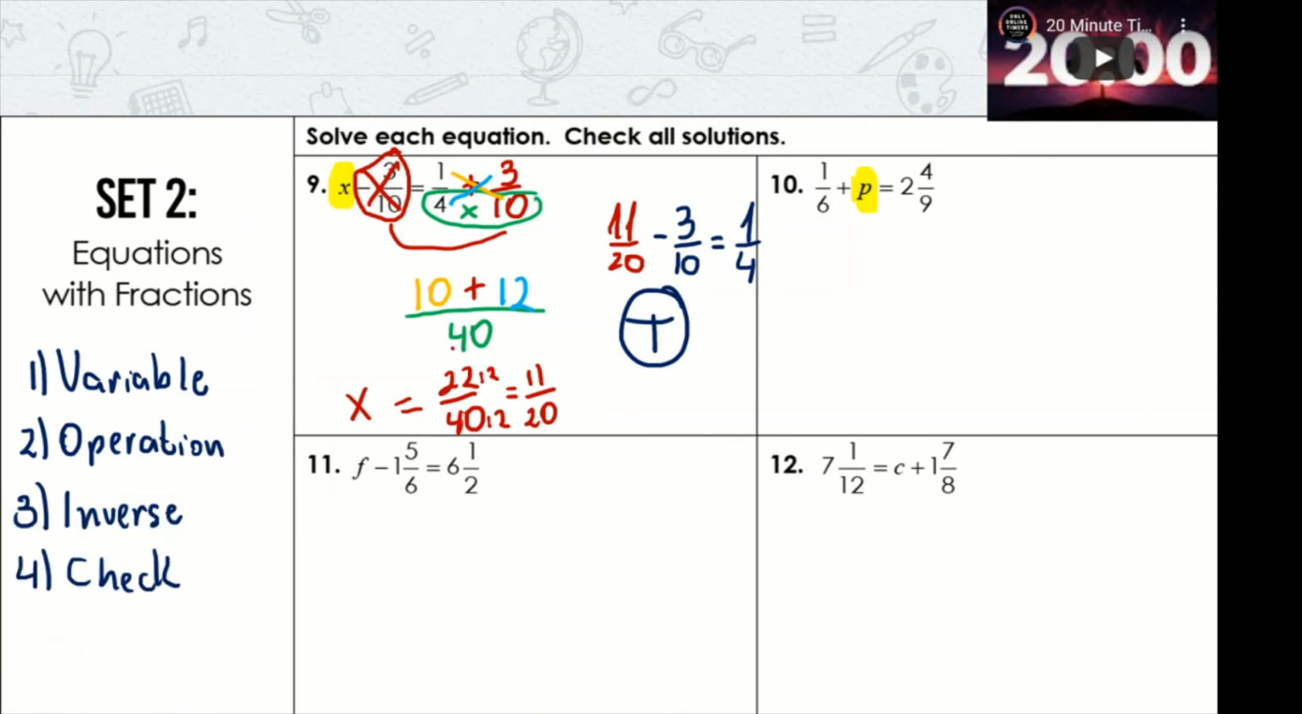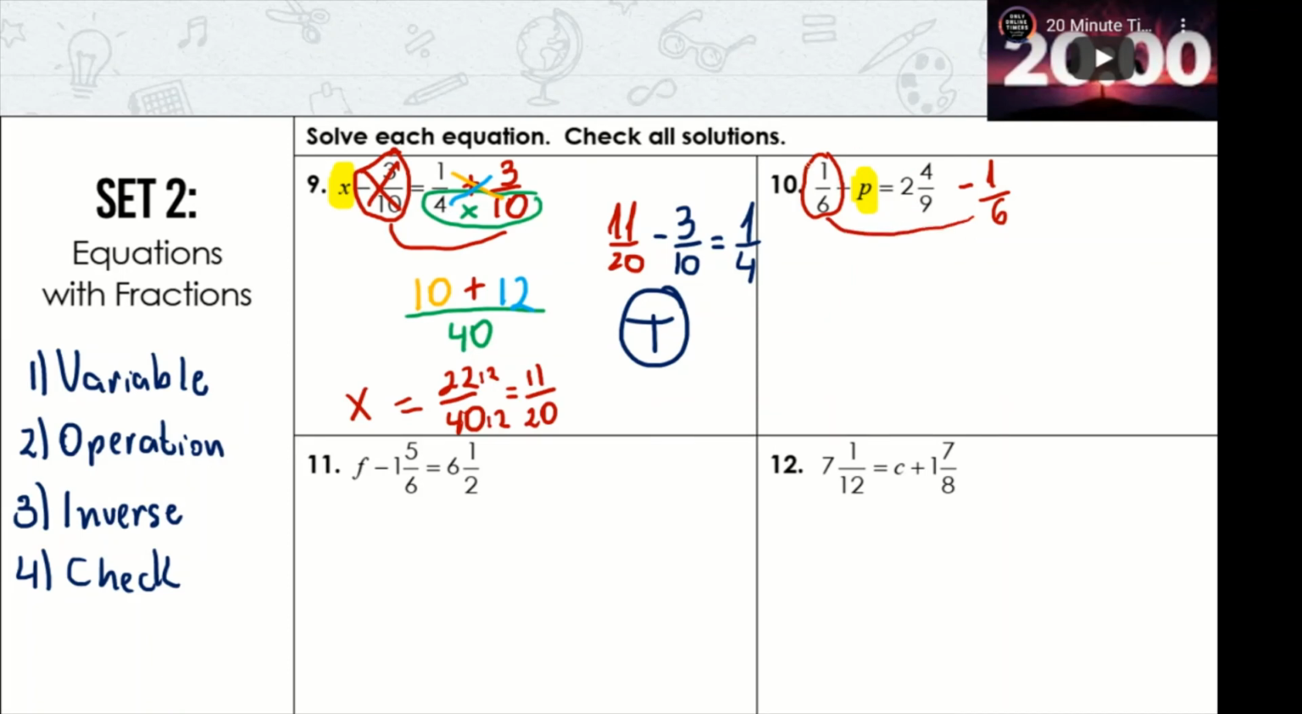I am adding 1/6. Great. What is the opposite of adding 1/6, guys? Yes, I subtract 1/6 right now. Great. Here is the math operation. We have it. Right now, let's do it.